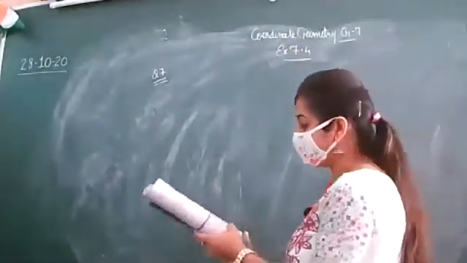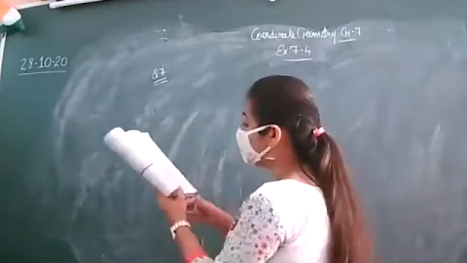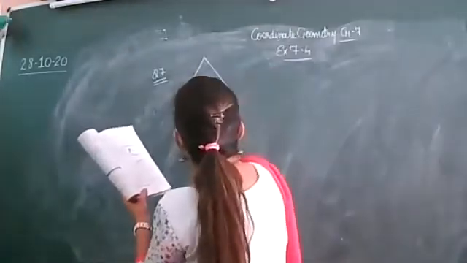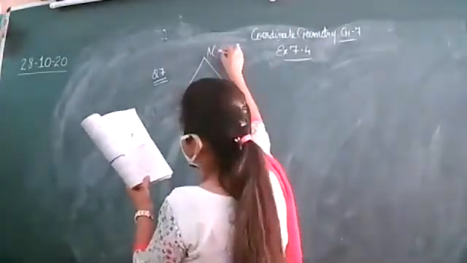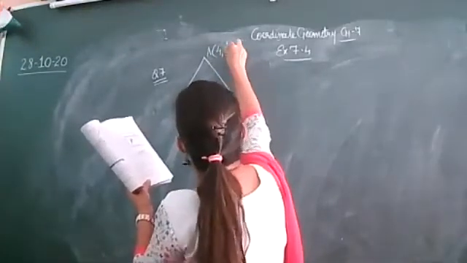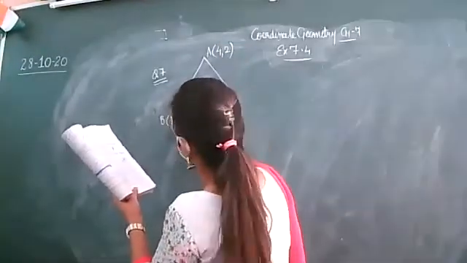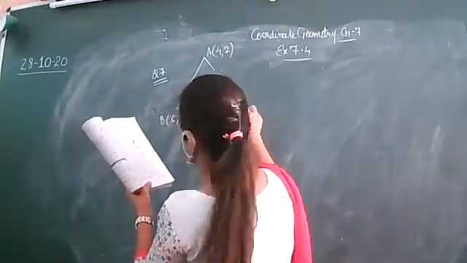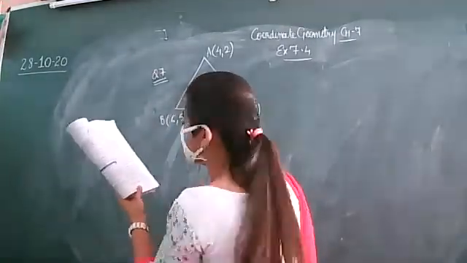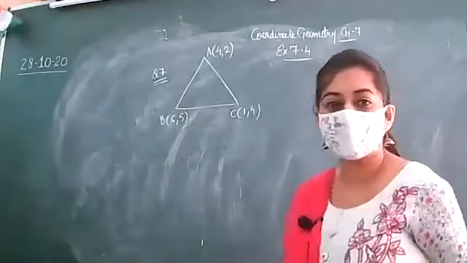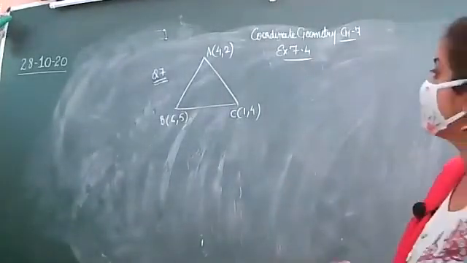In question number 7, you are given a triangle ABC whose vertices are A (4, 2), B (6, 5) and C (1, 4), and here you are given a median AD.